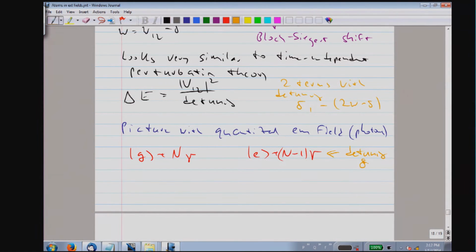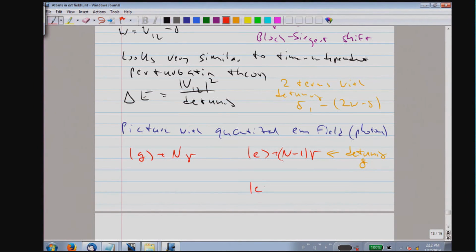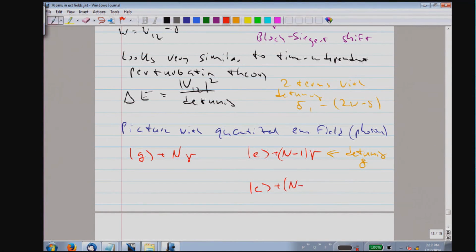But then we can also consider an excited state. In other words, here we connect to the excited state by absorbing a photon, but we can also, we talk about it more later, connect to the excited state by emitting a photon. So this state has now not one quantum of excitation, it has 3 quanta of excitation, 1 in the atom and 2 in the photon. So therefore its detuning is now much, much larger.